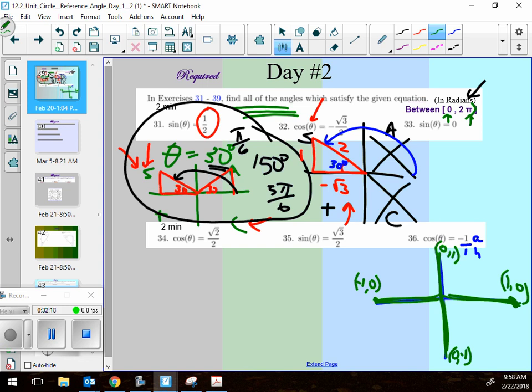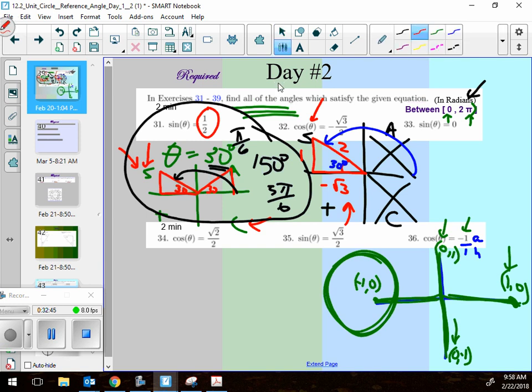There's a lot of memorizing in this unit. What was sine again? Sine is Y. All right, so if we want cosine, which is X, to be -1, where is there an X that's -1? There's only one spot where there's an X that's -1. It's right there. Otherwise, here the X is 0, here the X is 1, here the X is 0. There's no other X's that are -1. Has to be that spot.